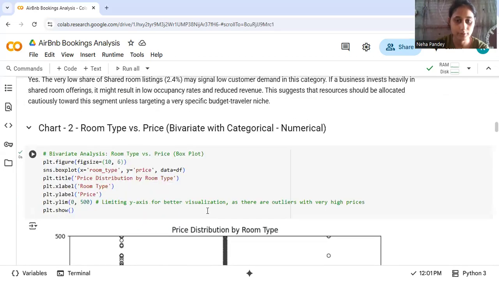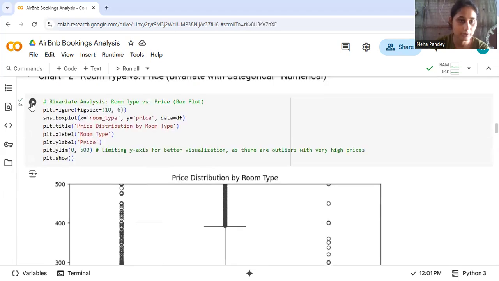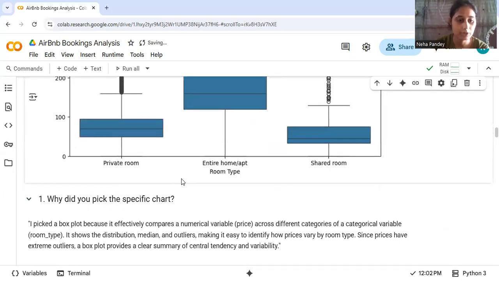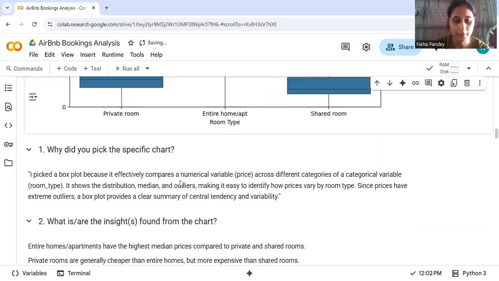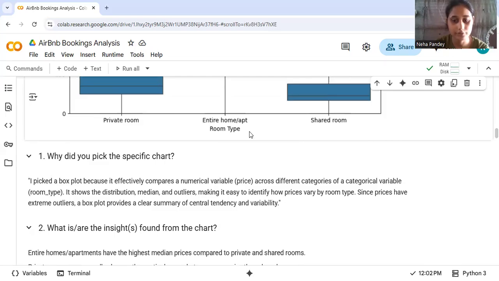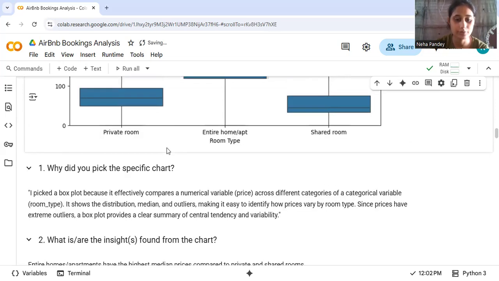Room type versus price. This is a box plot. I picked a box plot because it effectively compares a numerical value across different categories of a categorical value. It shows the distribution, median, and outliers, making it easy to identify how price varies by room type. Since price has extreme outliers, a box plot provided a clear summary of central tendency and variability.